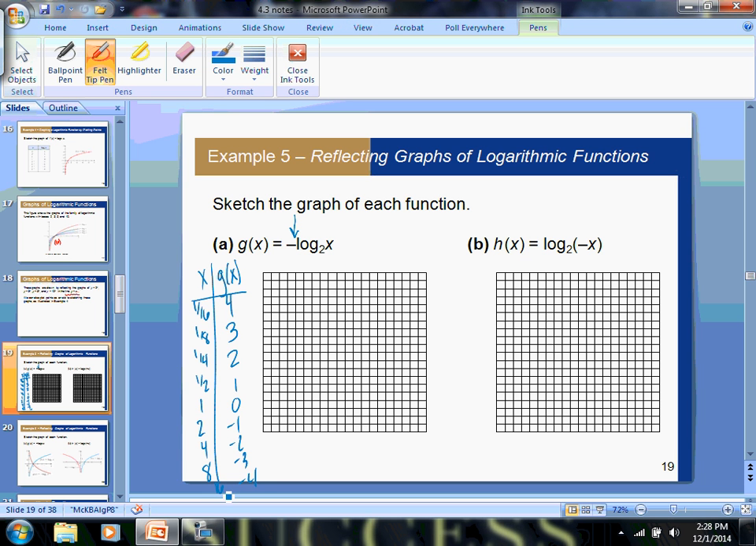And then for the other function, if I put a negative inside the little parentheses there with the x, that's going to change all of the x values in my table. So my y values, or in this case the h of x values, will be the same as that original table that I made. But now I'm going to change the signs on my x values. Oops, -1.